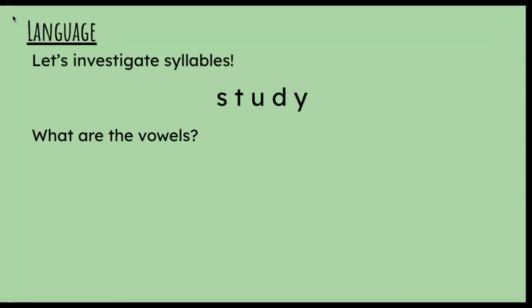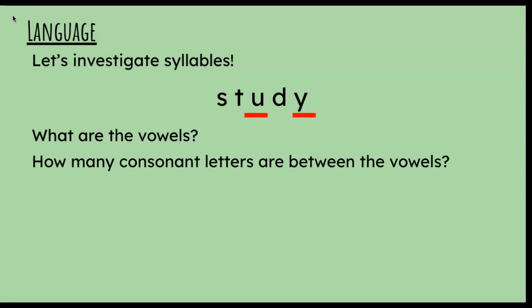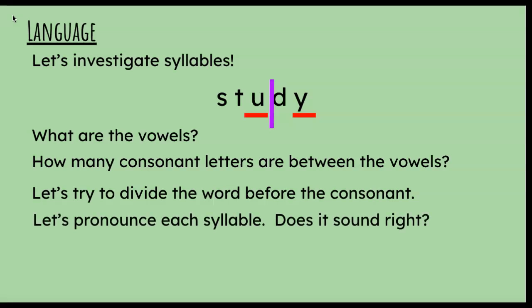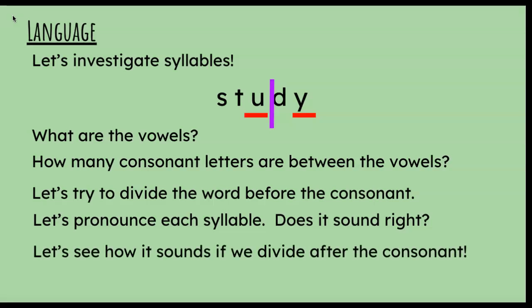Study. What are the vowels? The vowel sounds really are u and e. There is 1 consonant letter between the vowels. So let's divide the word before the consonant. Stu-dy. Does that sound right? It does. Let's see how it sounds if we divide after the consonant. Stud-y.